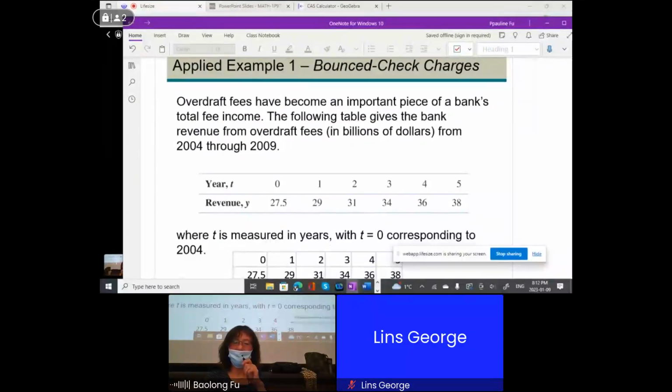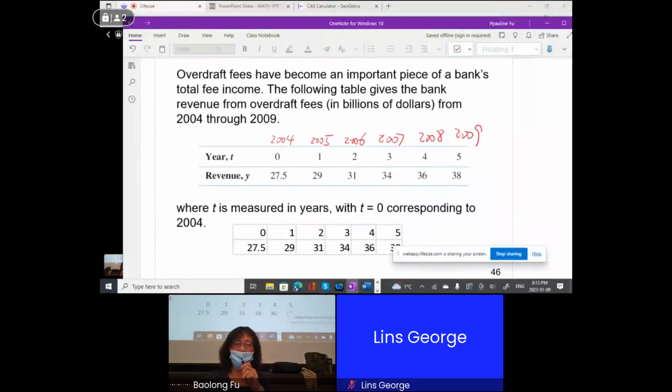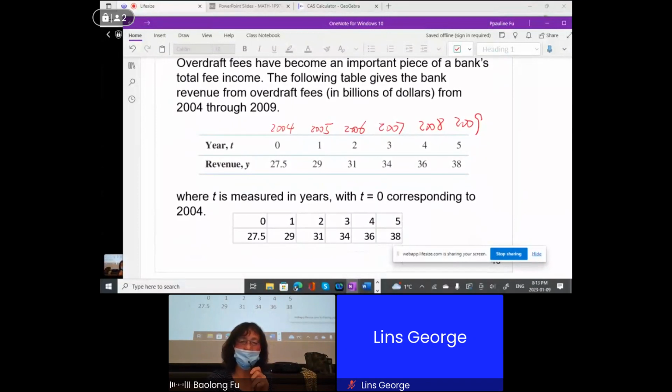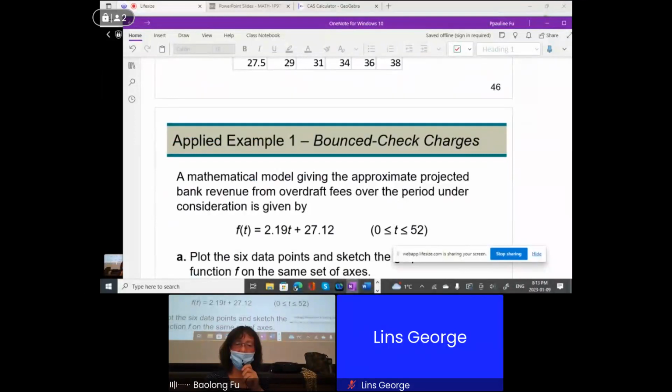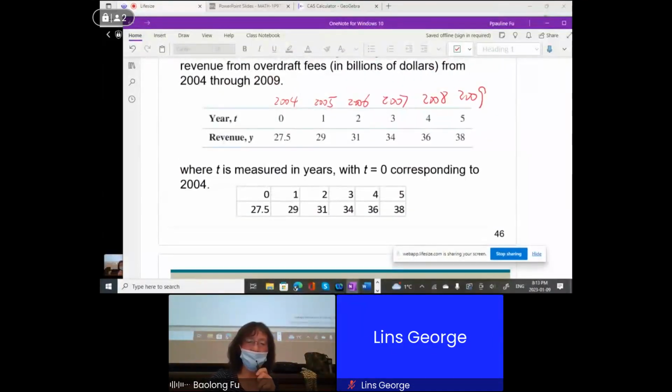Example. Overdraft fees have become an important piece of a bank's total fee income. The following table gives the bank revenue from overdraft fees from year 2004 to year 2009. So this represents 2004, 2005, 2006, 2007, 2008, 2009. Okay. So based on this, you can have this table. So what is the question here? The question asks you to produce a straight line to represent it. So this is t, and this is f(t). Or you can consider this is x, this is f(x), same thing, okay?